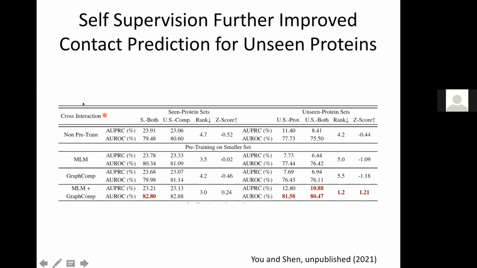So we again look at the cross interaction model and look at what happens if we have no pre-training. These are the results you have seen before, for proteins that the model has already seen, or proteins it has never seen before. I think you can skip the AUROC or AUPRC and focus on the rank or z-score for a summary. As you can see, compared to no pre-training, if we have the masked language model for sequence pre-training, or graph completion for graph pre-training, or both, we can actually improve the results for contact prediction for unseen proteins. These are some recent results that are very preliminary, and we hope to further improve them.